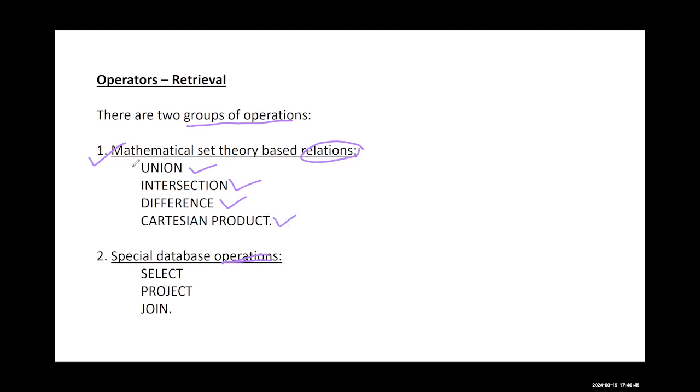Okay. Union, intersection and difference you would have studied in your discrete mathematics already. We are also going to see them in brief. Cartesian product is something new for us, so we will see in detail what the meaning of that is. Next, in special database operations, we have select, project and join. Okay. In today's session, we will be exclusively focusing only on the mathematical set theory based operations. Now let us see them one by one.